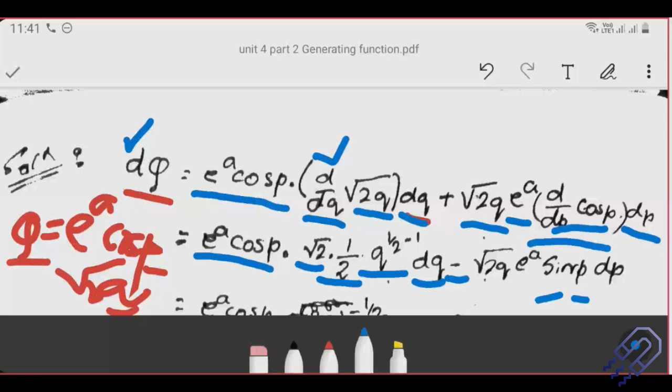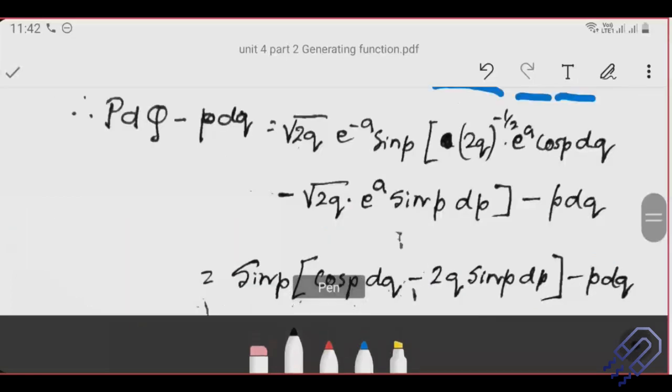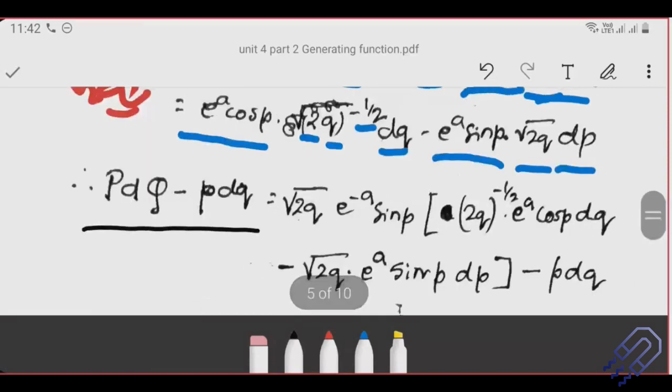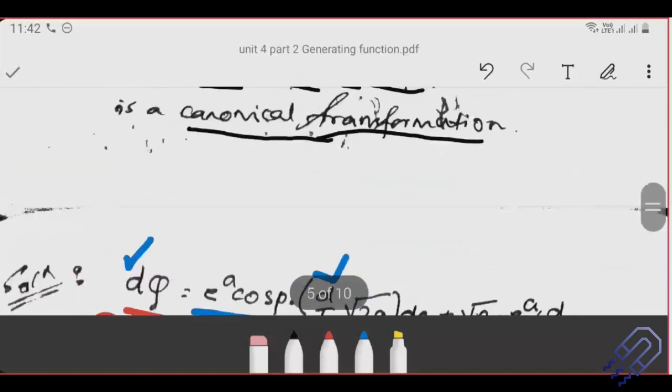So can we just put it to that relation? What we are going to do now is put it here: capital P dq minus small p dq. So what is my p? Just get back to that problem. The p is root 2q e to the power minus a sine p. So we can just put that value, root over 2q e to the power minus a sine p. And dq we have just now calculated, minus p dq.